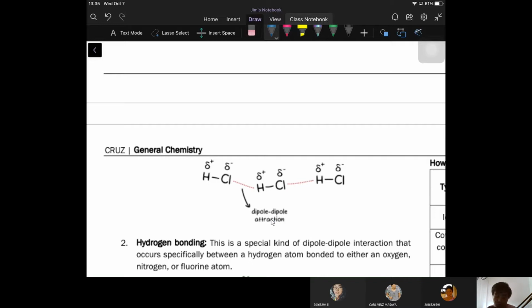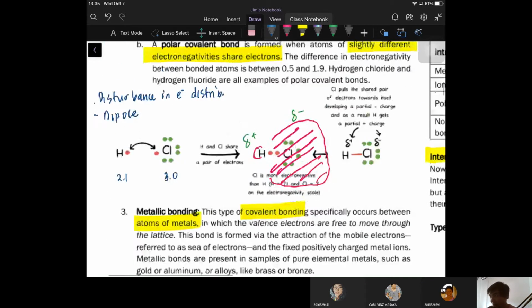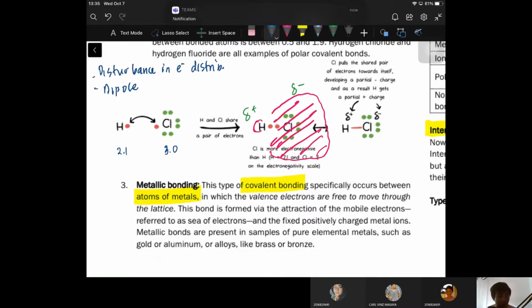Paano mo uli malalaman kung dipole yan? Check the dipole moment. Tignan mo lang electronegativity difference, kasi malalaman mo, uy, dipole to. Okay? So, ganun lang po.